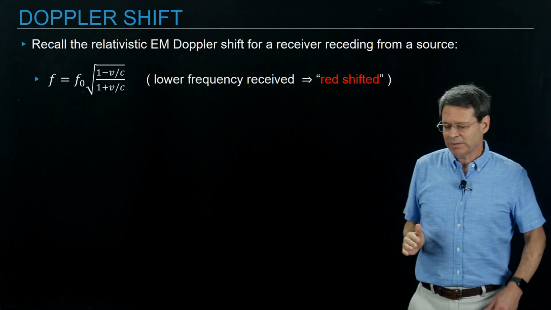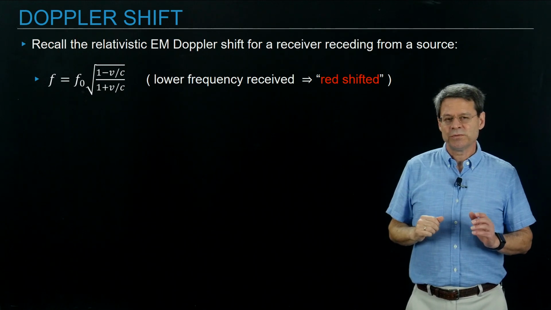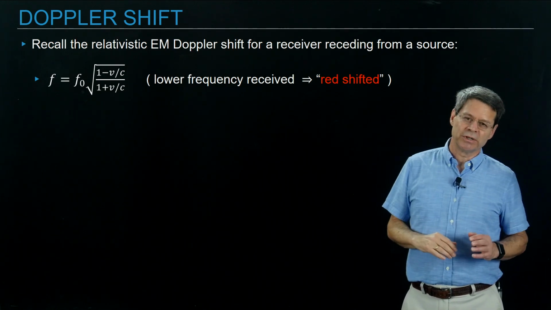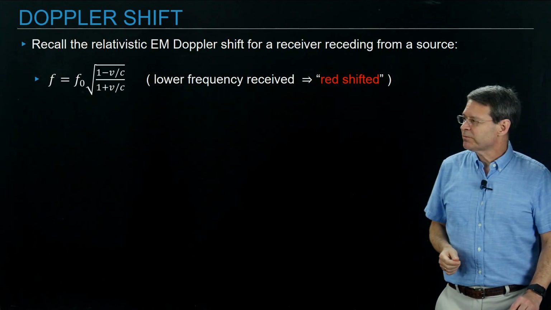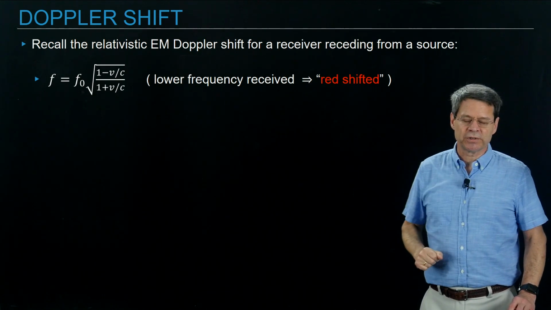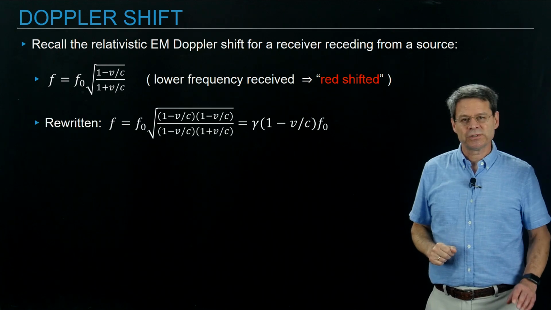And lowering frequency means, at least in the visible light, you're moving toward the red end of the spectrum, not the blue end. So we call this redshifted. So that was the formula that we were able to derive in special relativity.